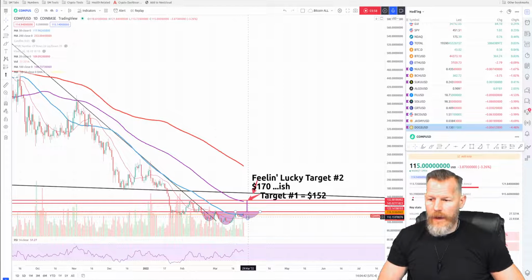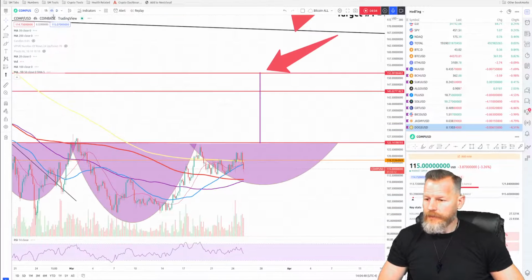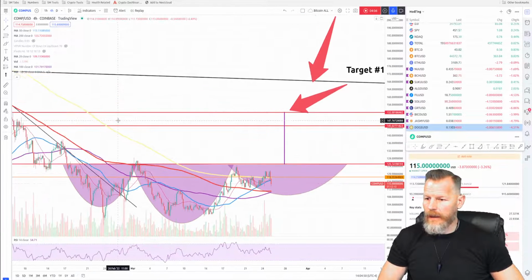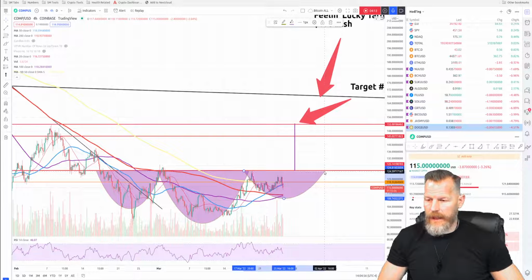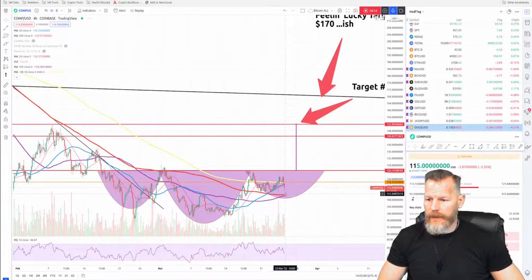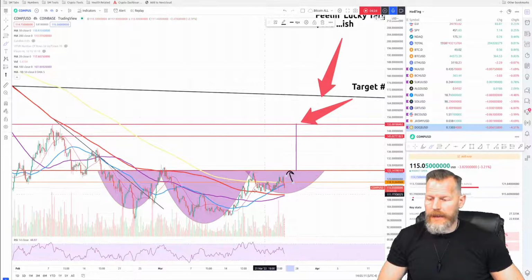We haven't quite touched our neckline yet. Let's zoom in here to the 4 hour chart and I'll show you what I'm looking at. All right, so we have this proposed inverse head and shoulders pattern. I say proposed because we haven't quite reached the neckline here. The neckline would be that red resistance level overhead. Get out my pen, this right here. So you're looking to touch that and then break that.